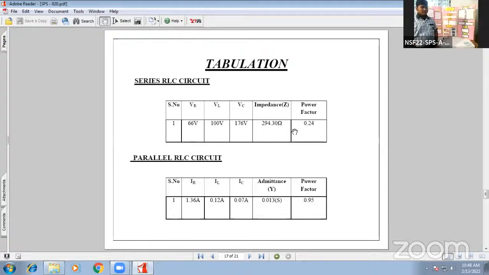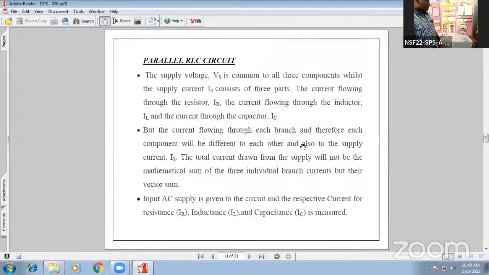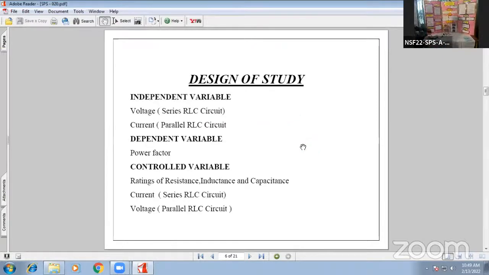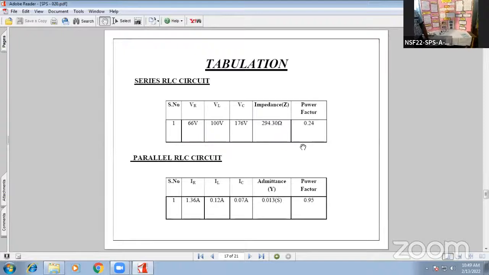Can you please explain the definition of the power factor? What, ma'am? Power factor. What do you mean by power factor? Ma'am, power factor is a parameter that defines how efficiently the electrical power is used, ma'am.